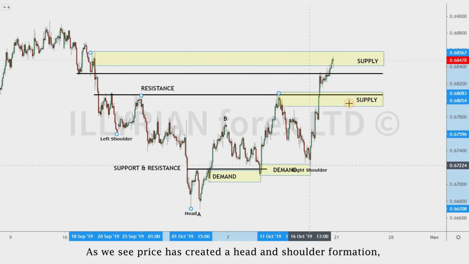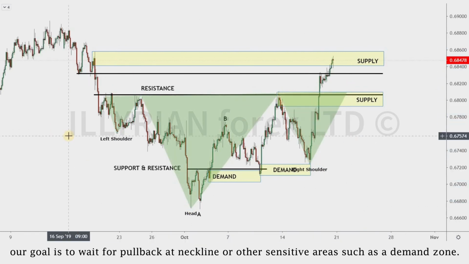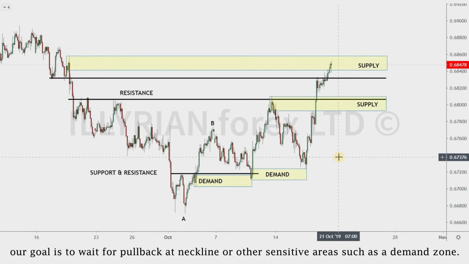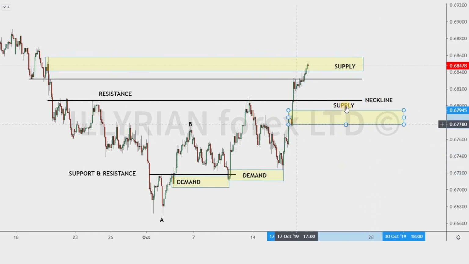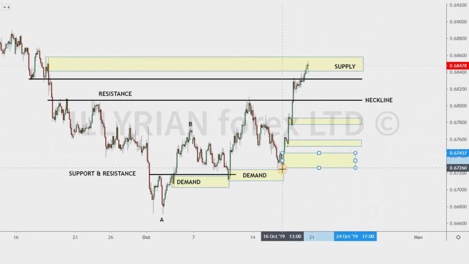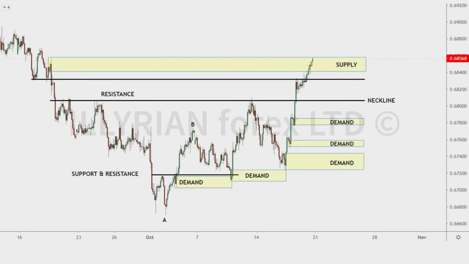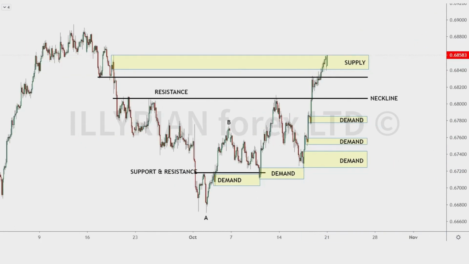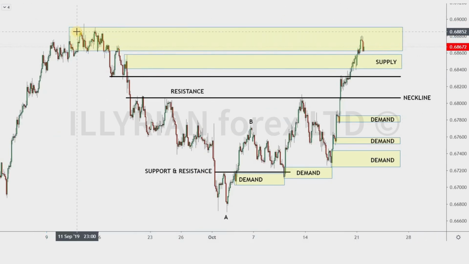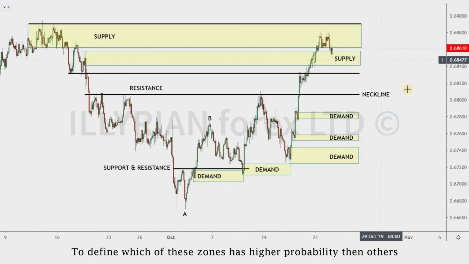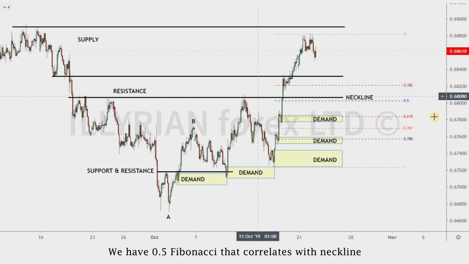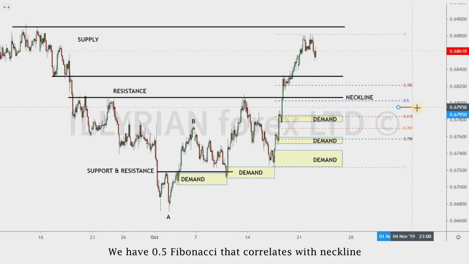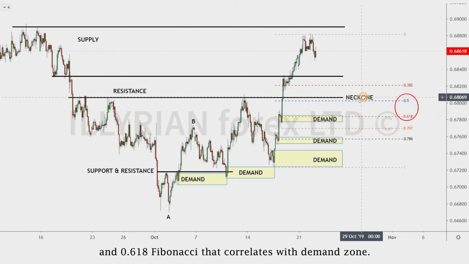As we see, price has created a head and shoulders formation. Our goal is to wait for a pullback at the neckline, or other sensitive areas such as a demand zone. To define which of these zones has higher probability than others, we use Fibonacci retracement. We have 0.5 Fibonacci that correlates with the neckline and 0.618 Fibonacci that correlates with the demand zone.